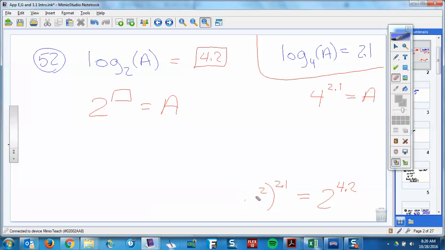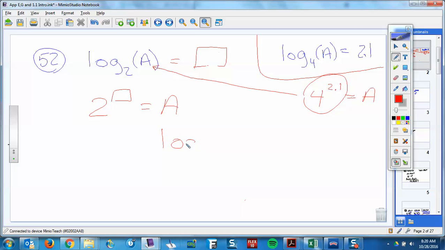Yes, that's Jesse, what'd you do? So I had log 2 of a. Right. And then I plugged in 4 to the 2.1 for a. So you took this. Yeah, that's where I thought you were going with it. So right here, you basically solved for a. So then you took this and put it right there. So now you got log base 2 of 4 to the 2.1. Now what can you do with that? I like this.